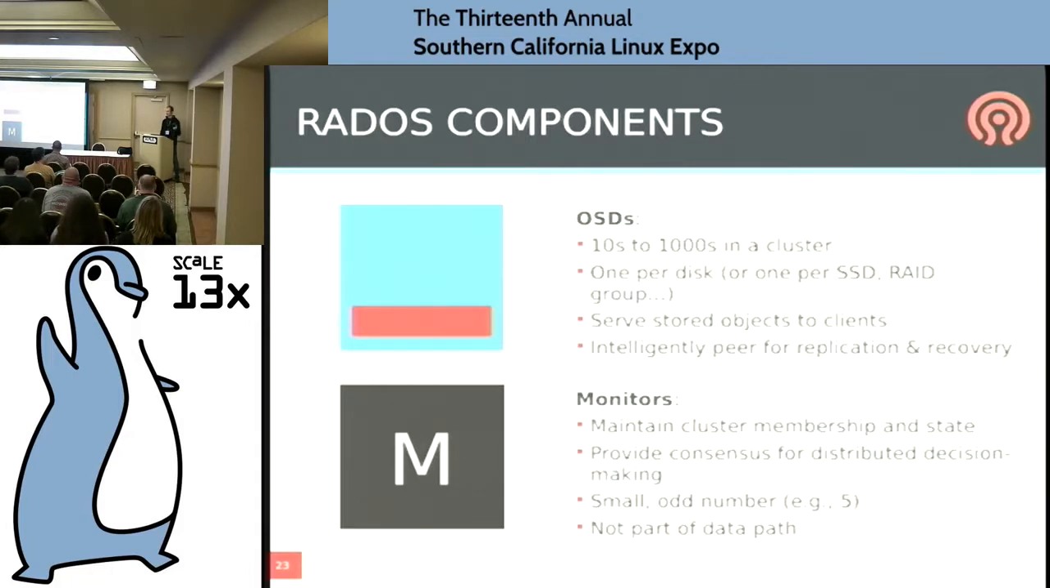And then you have monitors that are the central coordinators that make sure that everybody's on the same page and doing the right things that they need to do. You have a small number, maybe 3 or 5 of these in a cluster, just making sure that everything is sane. They handle things like authentication, that sort of thing. But they're not part of the data path.